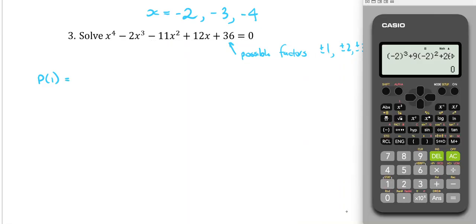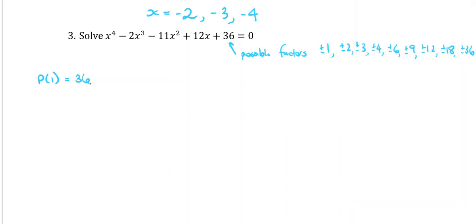And we get our calculator out and we carefully type it in because we know we're going to keep changing the number so that we don't have to retype it every time. So if I go 1 in brackets to the power of 4, then I have to go minus 2 in brackets 1 cubed, then minus 11 in brackets 1 squared, plus 12 times 1 plus 36. So that is equal to 36.